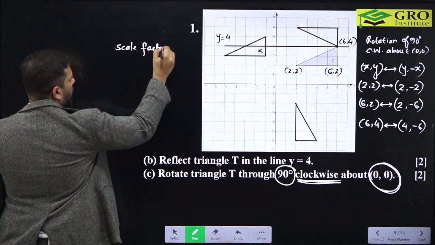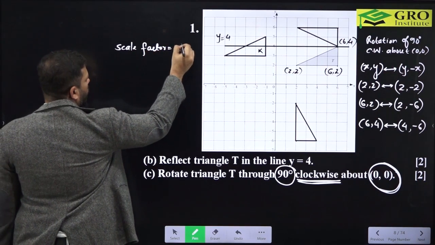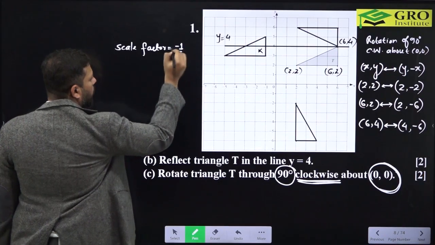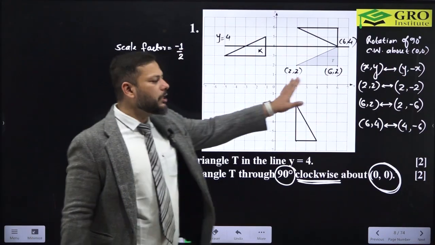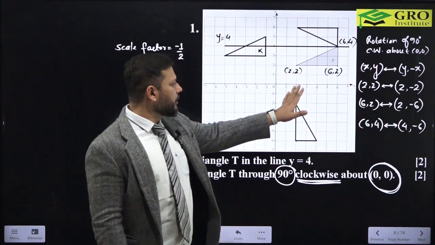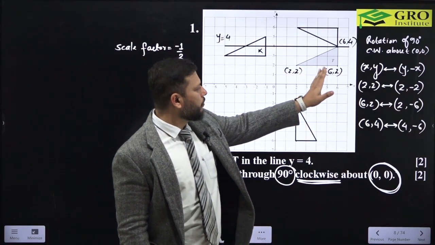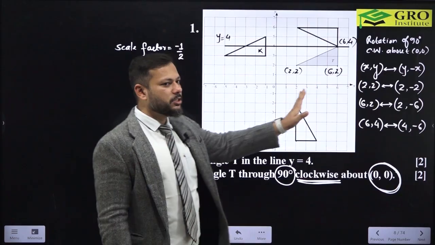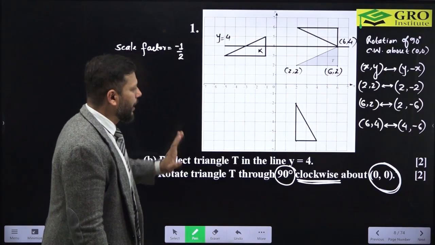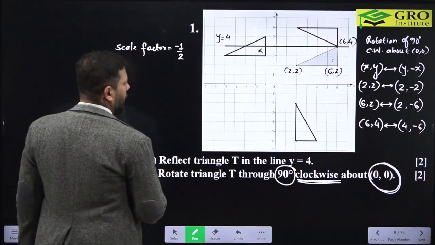Scale factor is equal to minus 1 by 2. That means all the coordinates of the vertices of the triangle must be multiplied with minus 1 by 2. So if I do so, let us look at it.